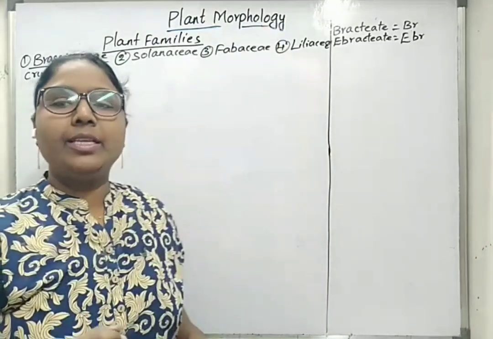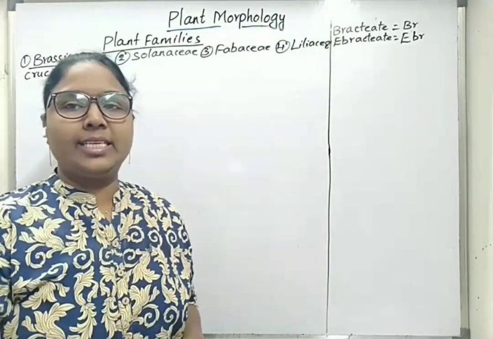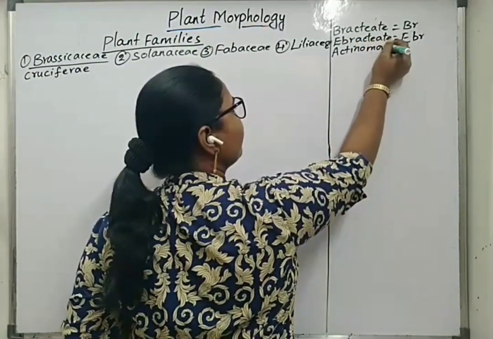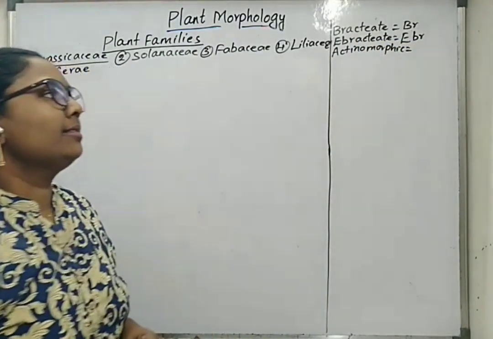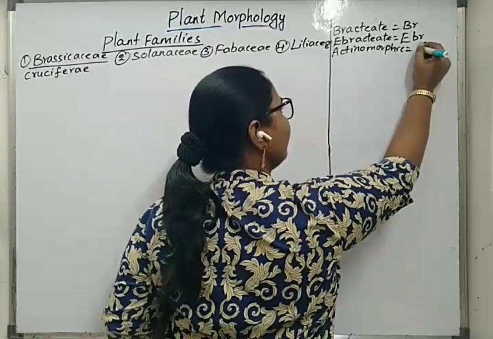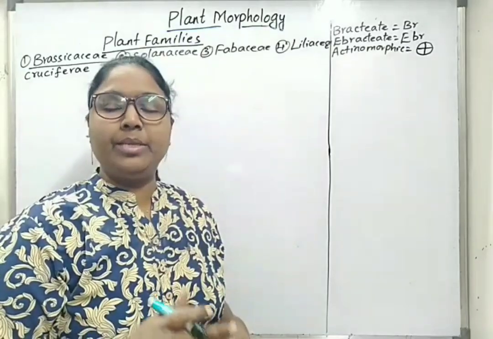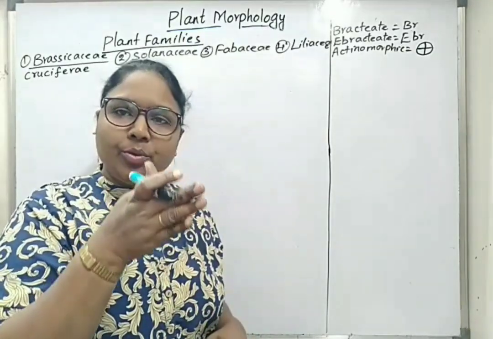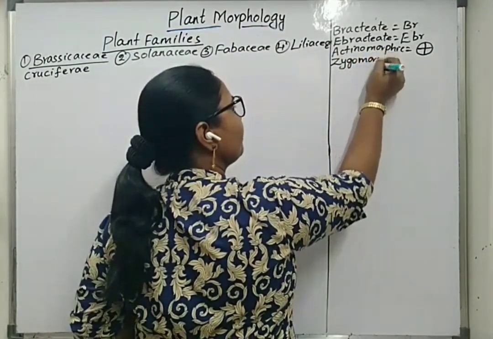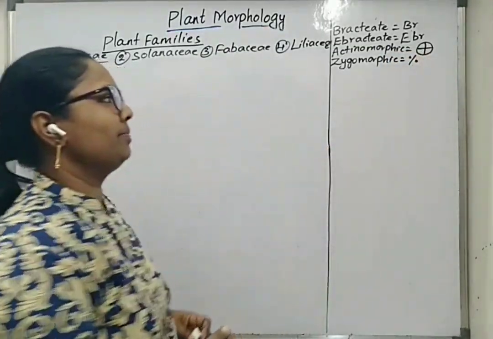Next, if a flower can be cut to give two equal halves in any plane, then such flowers are called actinomorphic. Somewhere we can say this is radial symmetry type of flowers. This is represented by a circle with a plus mark. Next, if the flower gives two equal halves when cut in only one plane, such flowers are called zygomorphic. This is equal to bilateral symmetry. This is represented by a percentage symbol.